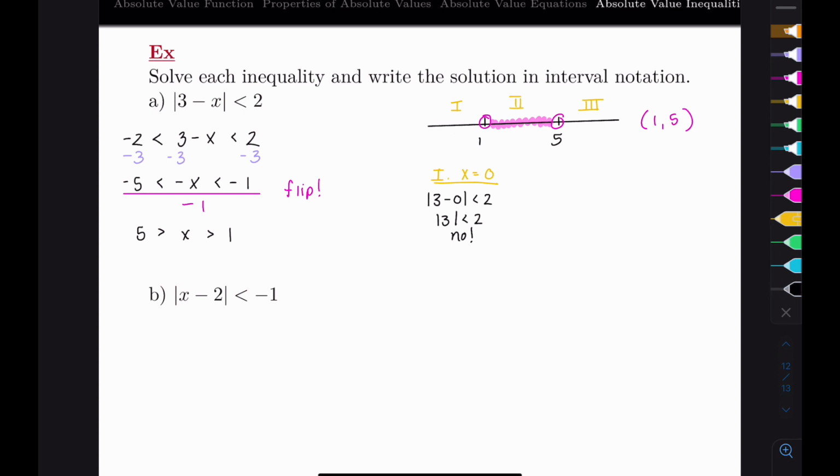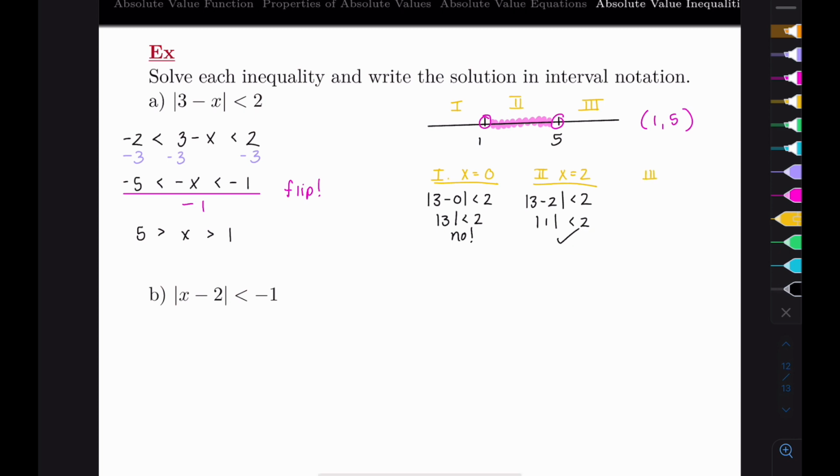If we pick something from interval 2, 2 is a number between 1 and 5. So if I plug that in, that's the absolute value of 3 minus 2 is less than 2, which is the absolute value of 1 is less than 2. Indeed, the second interval works, so that is a solution.